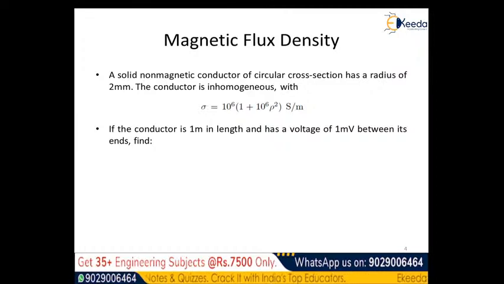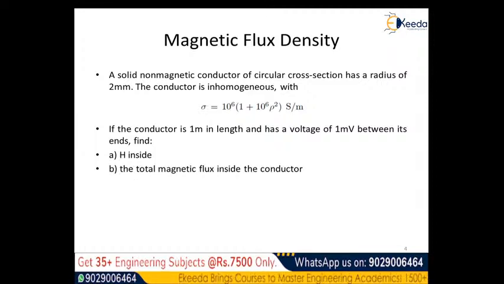We have a total of two parts to find as a solution to this problem statement. In the first part, we have to find capital H inside the conductor here, and in the second part we have to find the magnetic flux inside the conductive material here. So this is our complete problem statement here.